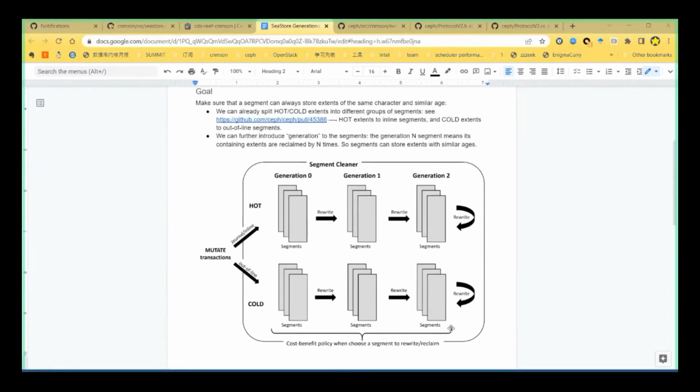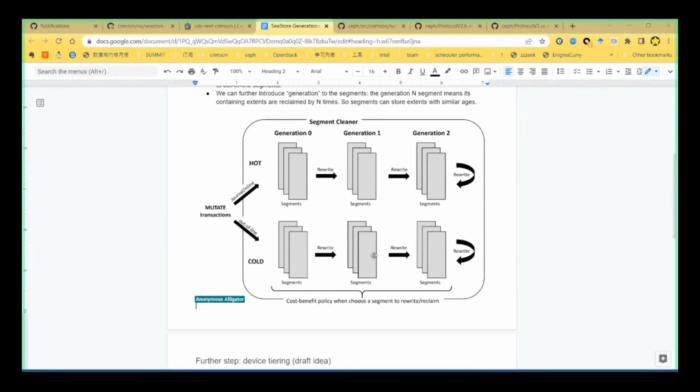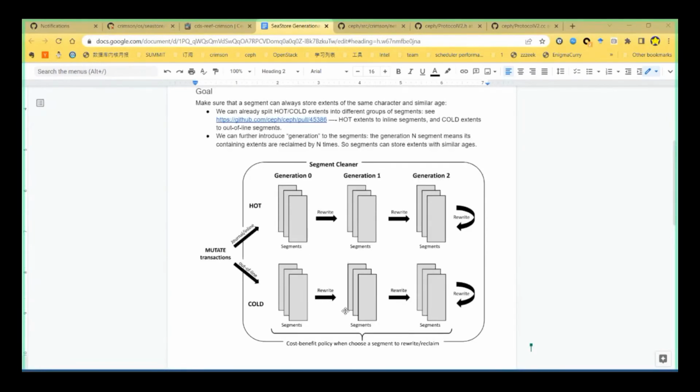This is a picture, for example, that if we have 3 generations and 2 extent characters, we will have 6 groups of segments. Each group will contain a specific character of either hot or cold, and generation 0 or 1 or 2, so that each segment will have similar characteristics to be rewritten or to be reclaimed. So are there any questions about this?